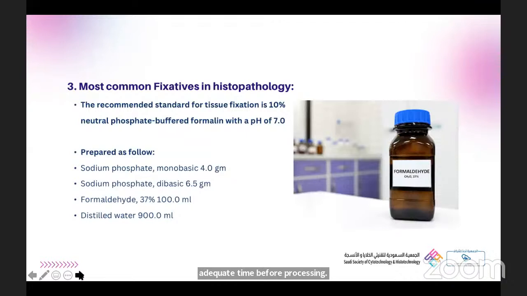Second, the most common fixative in histopathology. The most common fixative in histopathology is 10% neutral phosphate buffered formalin. It's effective, affordable, and as we can see here, it's easy to prepare. You just dissolve 4 grams of monobasic sodium phosphate and 6.5 grams of dibasic sodium phosphate in 100 ml of 37% formaldehyde and 900 ml of distilled water.